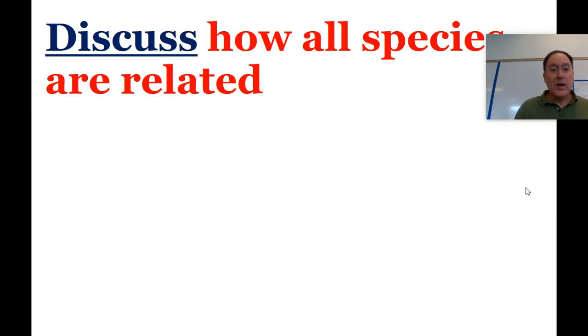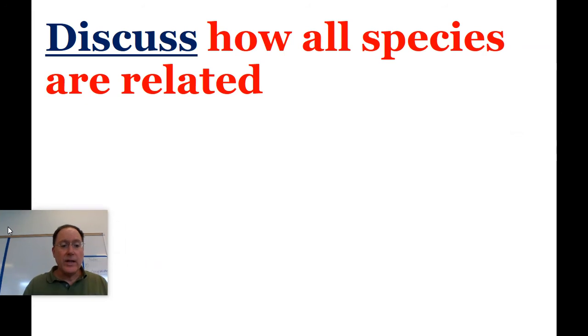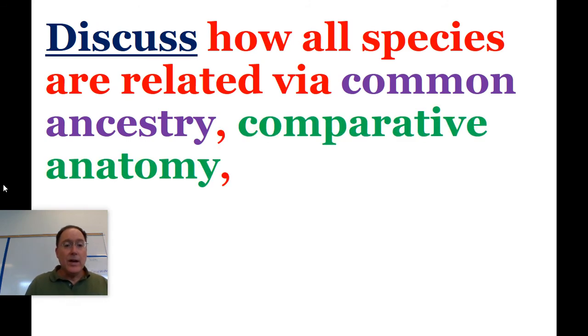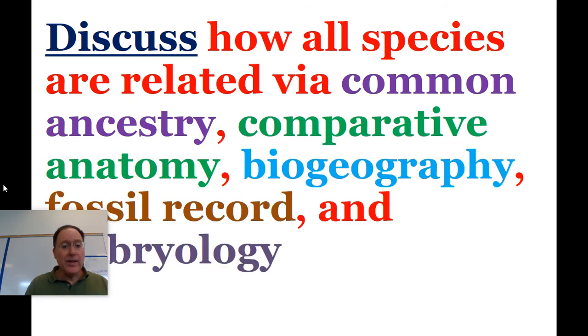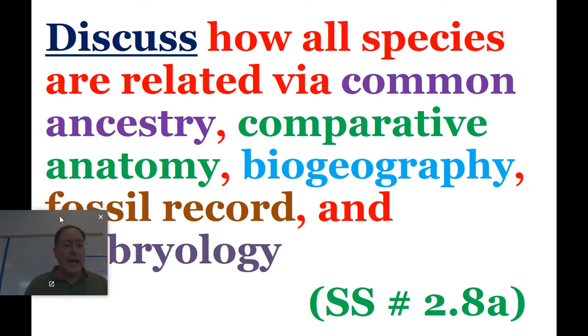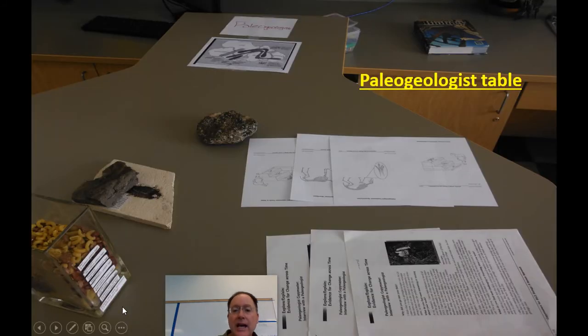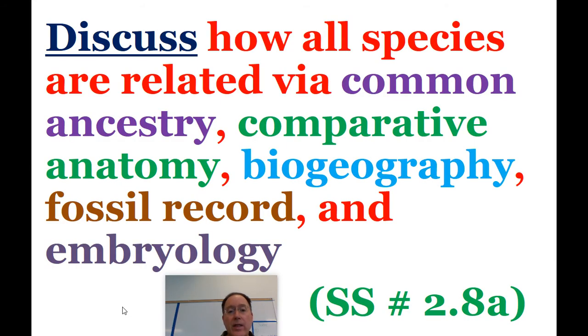Let's keep going. This says discuss how all species are related via common ancestry. I'm just reading state standard number 2: comparative anatomy, biogeography, the fossil record, and embryology. And if you recall, we actually did an activity where we went over each of these. You read about it, it's in the textbook. And we did this activity where we had 4 different tables where you studied how different scientists did their jobs. And we went over these things, common ancestry, comparative anatomy, and so on.